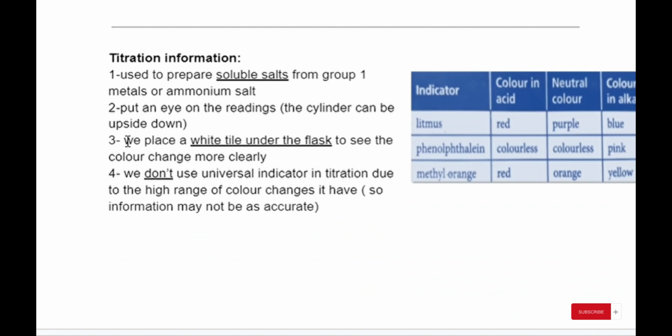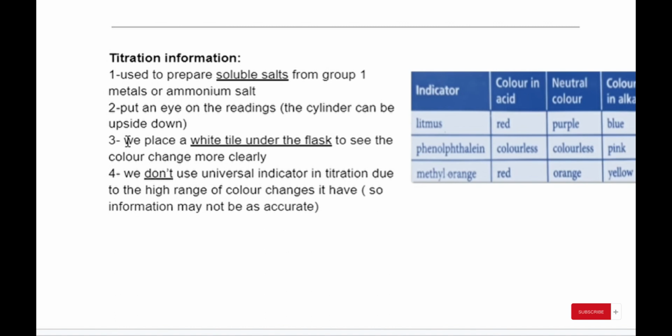Titration. Now we need to know a bit of information about titration. I summarized it into 4 points, starting with: used to prepare soluble salt from group 1 metals or ammonium salt. Secondly, keep an eye on the reading. The cylinder can be upside down, like the experiment that they would provide you with can have a cylinder that is upside down, so check the reading before making any decision.